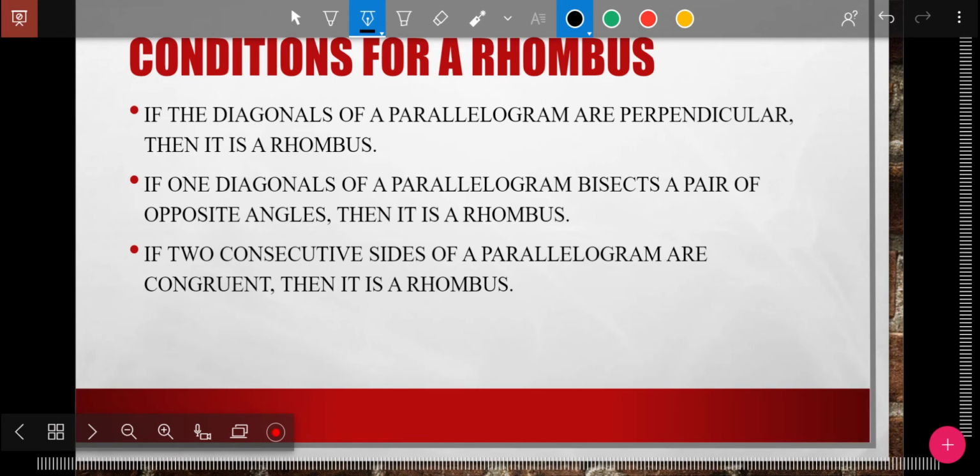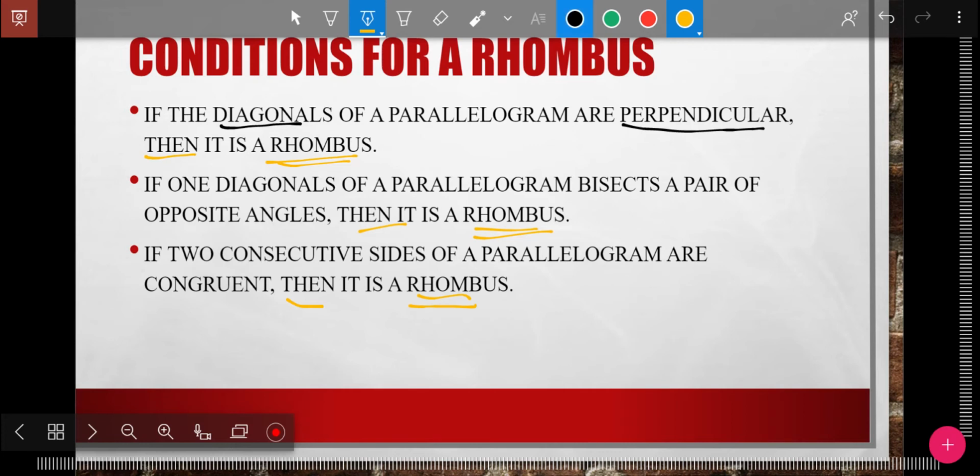Rhombus. All right, same thing. If the diagonals are perpendicular, so this is one of the rules of a rhombus, now we're saying that if we know the diagonals are perpendicular, then we know for sure it is a rhombus. Or if we know the diagonals bisect a pair of opposite angles, or if we know 2 consecutive sides are congruent, then we know it is a rhombus.